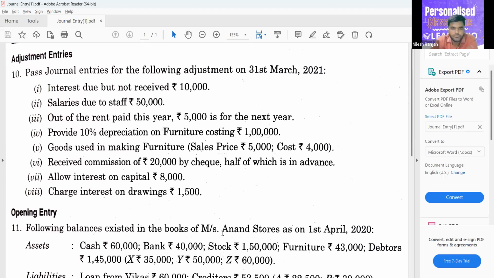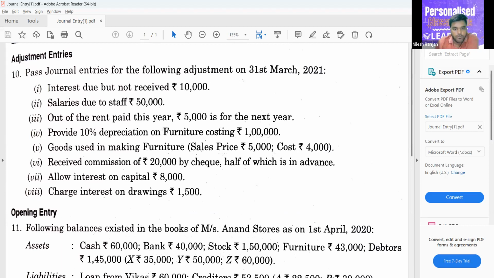Okay, sir. I will just tell you. I have a doubt on this one. Okay, tell me. Okay, so we are receiving a check and also commission. So we will write both of them in the entry. What will be the entry? Received commission of 20,000 by check.